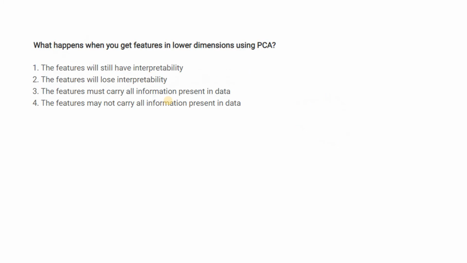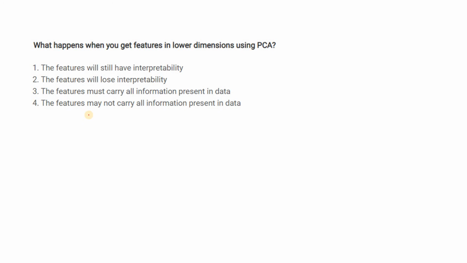Okay, now coming to the next question. What happens when you get features in lower dimensions using PCA? Option 1, the features will still have interpretability. Option 2, the features will lose interpretability. Option 3, the features must carry all information present in the data. Option D, the features may not carry all information present in the data. Again, this one is multiple option correct. Pause my video, try to think about the correct answer.